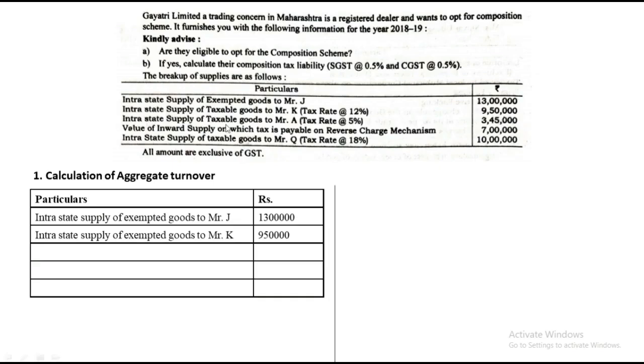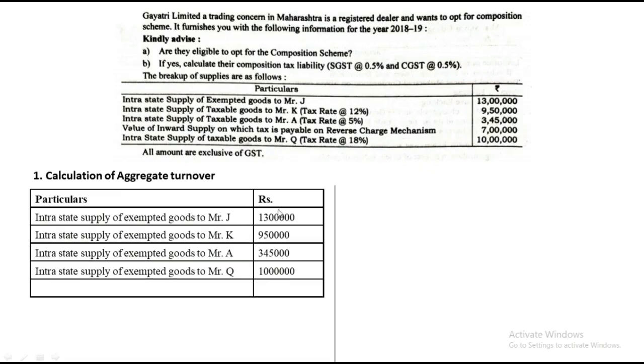Third, again, intrastate supply. Again, you're supplying to Mr. A. Some tax rate, it doesn't matter. The moment you're supplying, the value gets added. So that's 3,45,000. Value of inward supply, that is a purchase, so that cannot be considered in our aggregate turnover, so we are not noting it down. Next, intrastate supply, yes, to Mr. Q. Again, it is a supply, the amount is 10 lakhs, we consider it. So there were 4 supplies mentioned here.